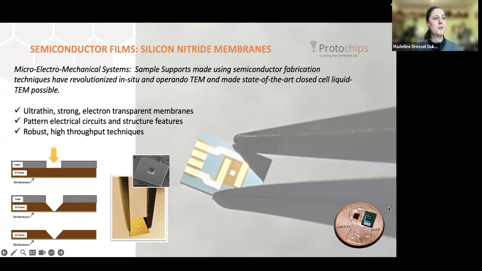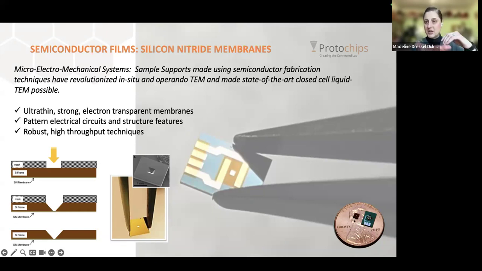Of course, these are very small. This is just a conventional setup. We'll use two chips, and each chip will have a membrane in it. That sandwich holds the sample in the holder. And this is just an example of one of the protochip cells. This would be an electrochemistry cell.